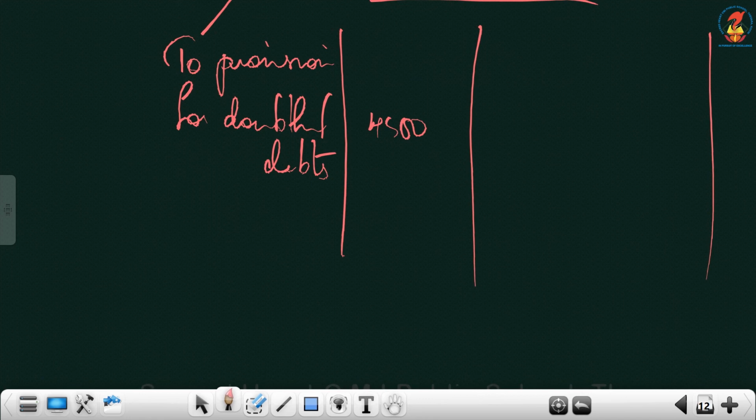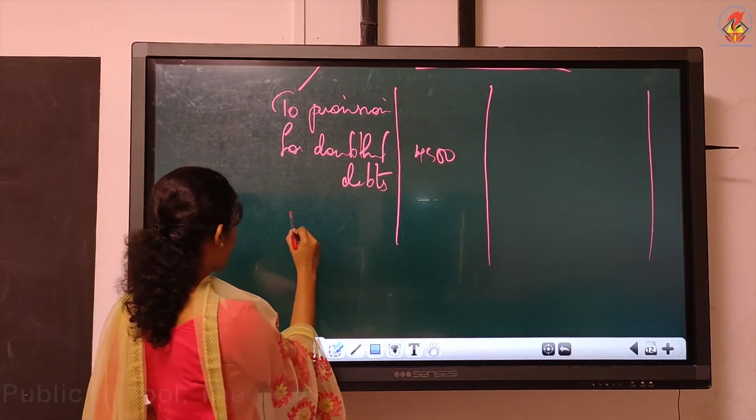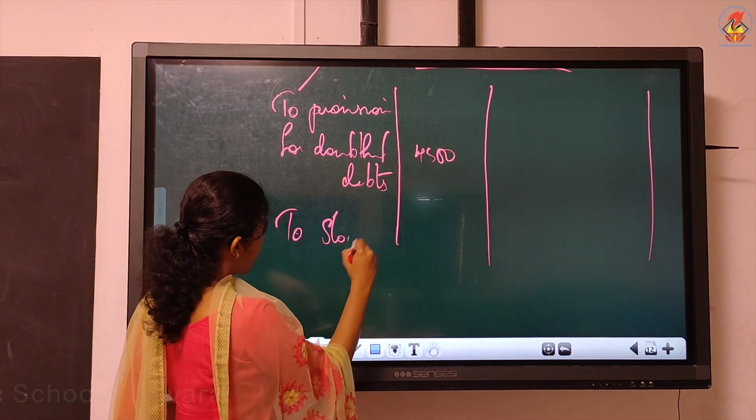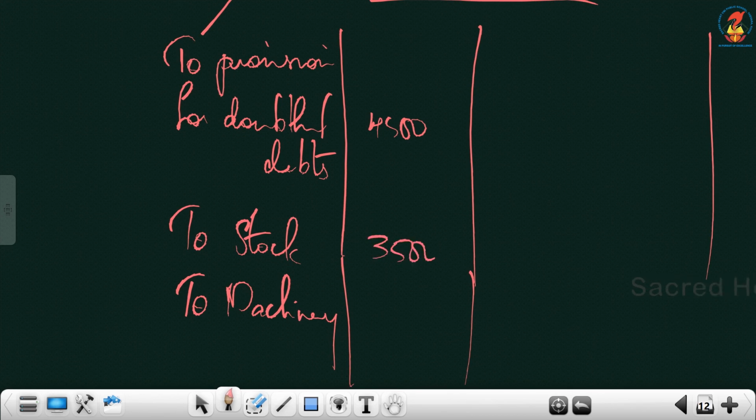Then the next item is: reduce stock and machinery by 5% and 10%. So we have to write "To stock" and "To machinery." Directly compute 5% and 10%. Amounts will be 3,500 and 6,000. Since it is "by," you can just directly take the figures.